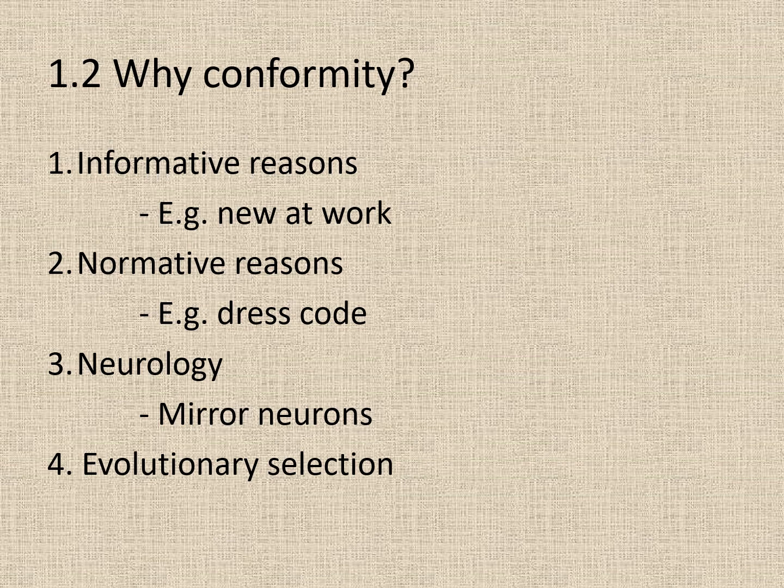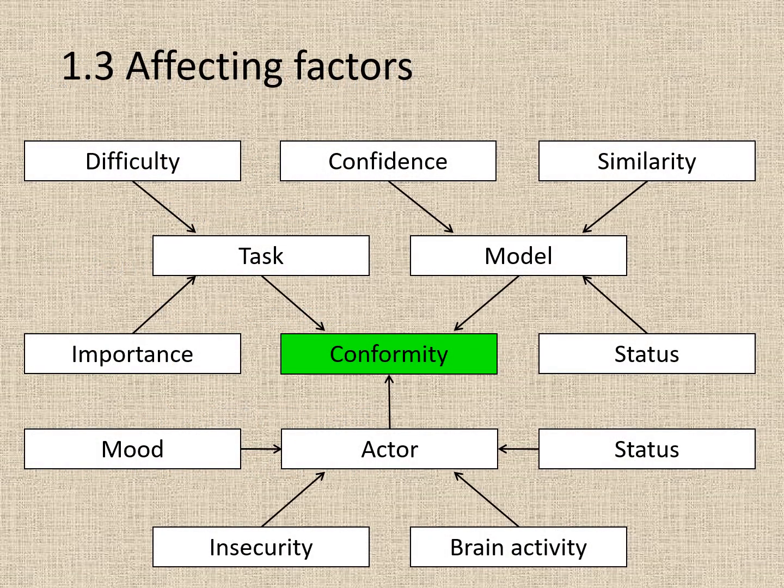Okay. We'll talk about a few affecting factors, the factors that affect the probability of conformity. I divided them into three main groups here: task factors, model factors, and actor factors. So, let's start off with the task factors: difficulty and importance of the task, and how those affect the probability of conforming behavior.